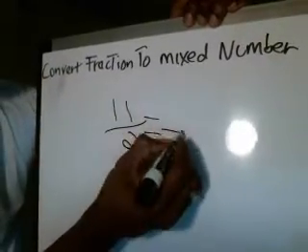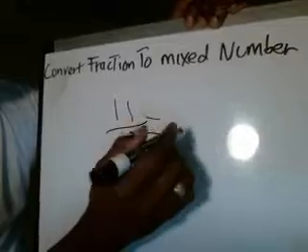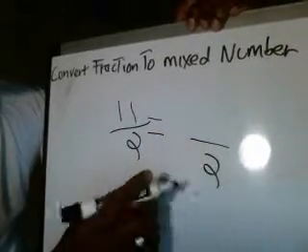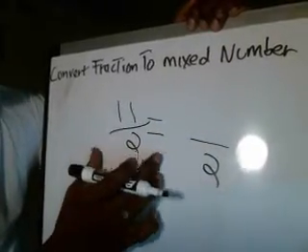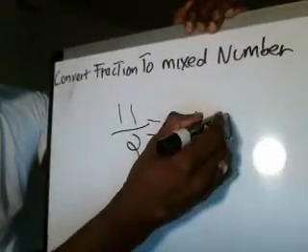You write your equal sign and fraction line. The denominator always stays the same. Let me put some space here. The denominator always stays the same when you convert from a fraction to a mixed number. Next thing you want to do is find a number that's going to go here and a number that's going to go up here.